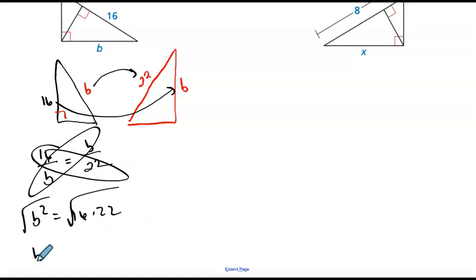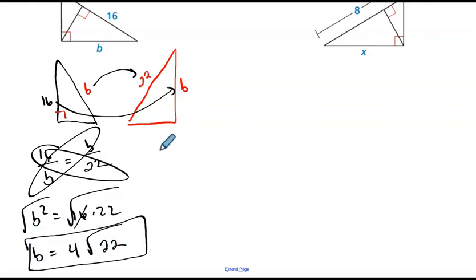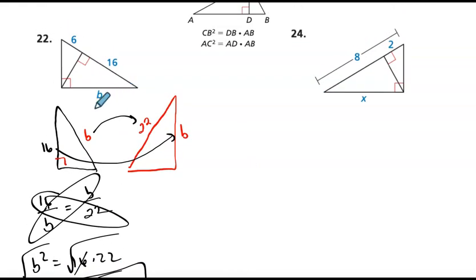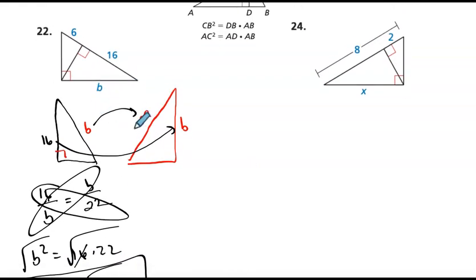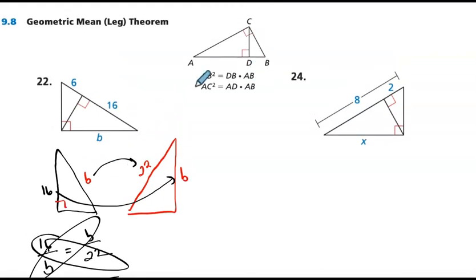Square root of both sides. B equals, square root of 16 is 4. Square root of 22 is just 2 times 11. You can't break that down anymore, so just 4 radical 22. I think the proportions can make more sense if you're used to it. If you're able to learn these and memorize these and see how it works, it's not bad, okay?